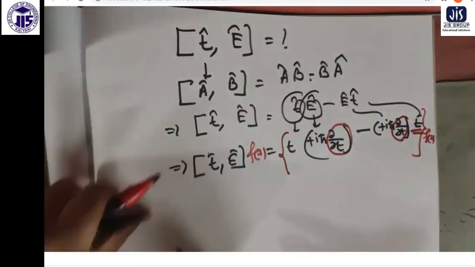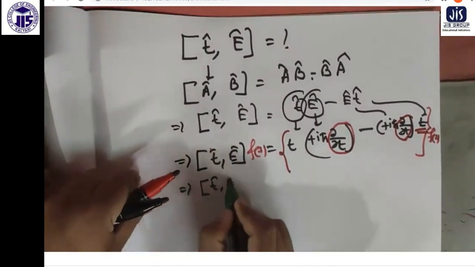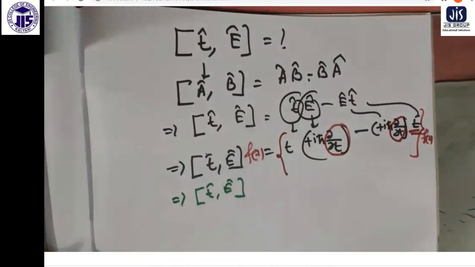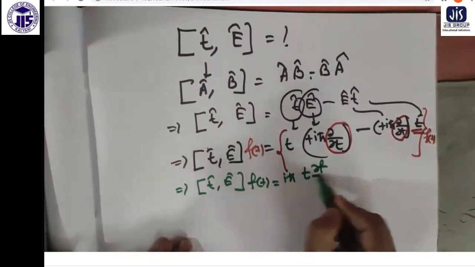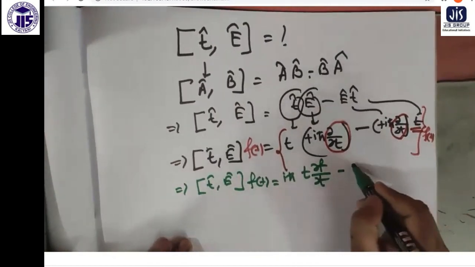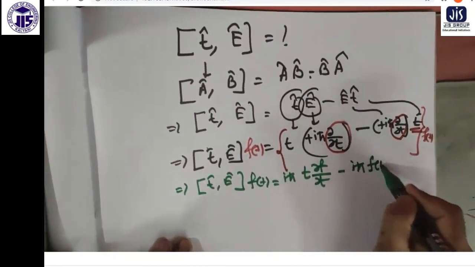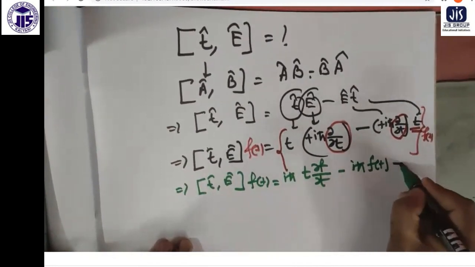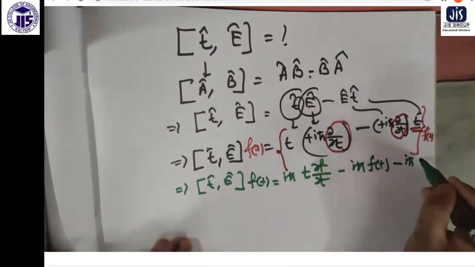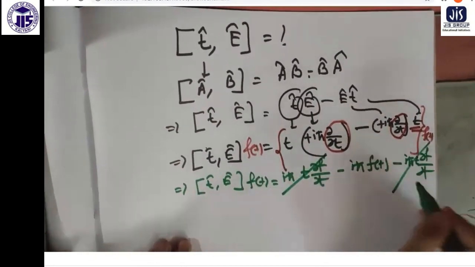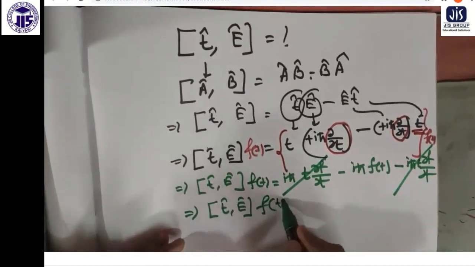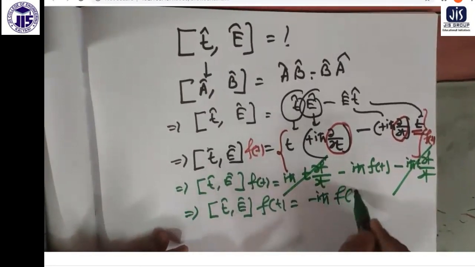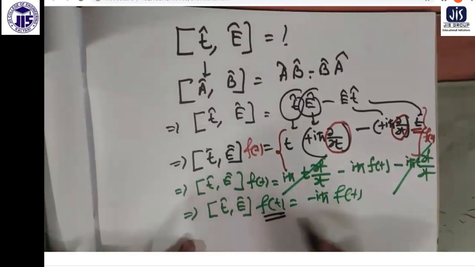So the equation would take the form [T, E] f(t) is equal to plus ħ t ∂f/∂t minus ħ ∂/∂t of (t f), and that will be minus ħ t ∂f/∂t. So again you see the first and last term will be cancelled. So we get this much: [T, E] f(t) is equal to minus ħ f(t), and now I can remove f(t) by comparison.